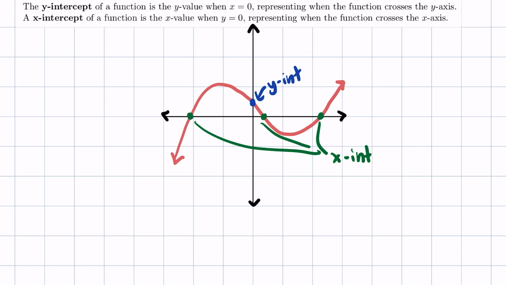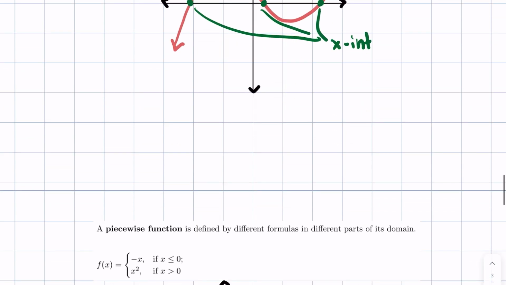And notice that in order to pass the vertical line test, it would be impossible to have multiple y-intercepts, right? Like if we were looping back around and also had a point up here, then we wouldn't pass the vertical line test anymore because literally this vertical line, that wouldn't work. So we can only have one y-intercept, but we can have as many x-intercepts as we want, right? So that's an important thing to keep in mind.